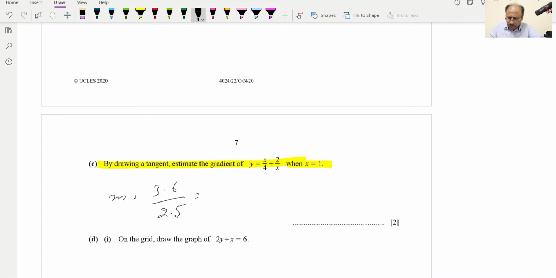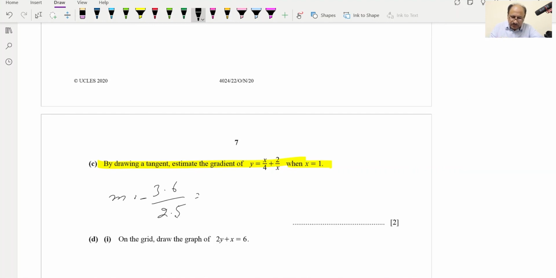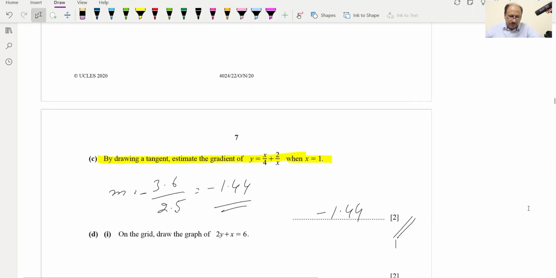and this will be equal to 3.6 over 2.5, which is equal to 1.44, but the right side is down, so we'll take it as negative. Minus 1.44 will be the gradient for this one. We can write minus 1.44, and this is a 2-mark question which we are done.